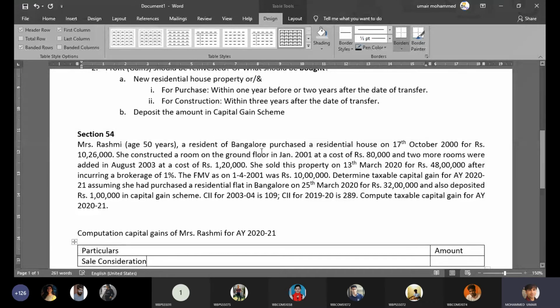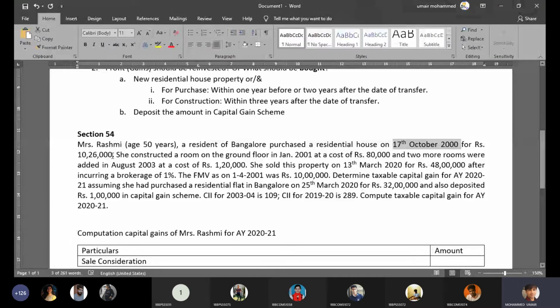So Ms. Rashmi, a resident of Bangalore, purchased a residential house on 17th October 2000 for 10,26,000. She has done some improvement. First she constructed a room on the ground floor in the year 2001 for 80,000. Then she also added 2 more rooms in the year 2003 at a cost of 1,20,000. She sold the property on 13th March 2020 for 48 lakhs. So this is the sale consideration, 48 lakhs.